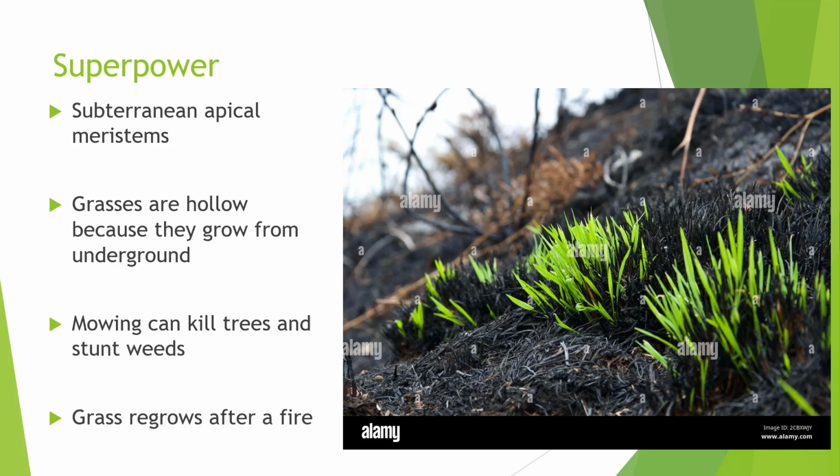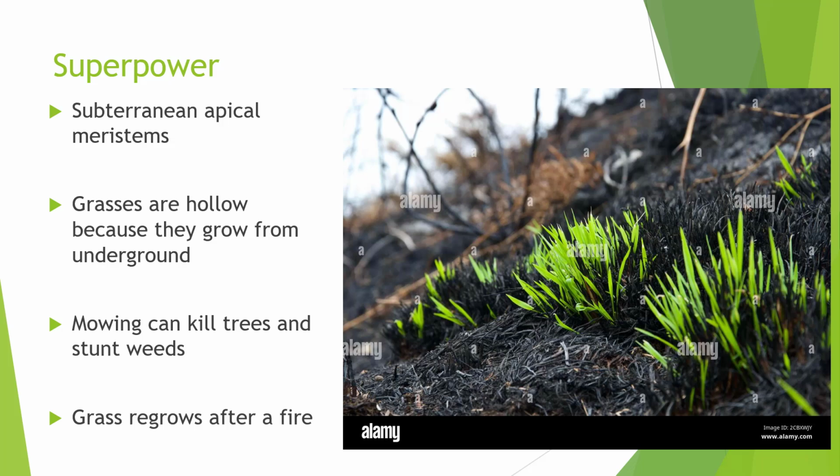What is the superpower for the grass family? Well, they have subterranean apical meristems, which is basically to say, remember how they're hollow? They're hollow because they grow not from branches on top, but from the ground up. So if you cut one of these grasses just because, hey, I want to see if it's hollow or not, that's fine. They can regrow. And if grasses get eaten by a cow, that's fine. They can regrow. And if grasses get mowed by a lawnmower, well, you get the idea.